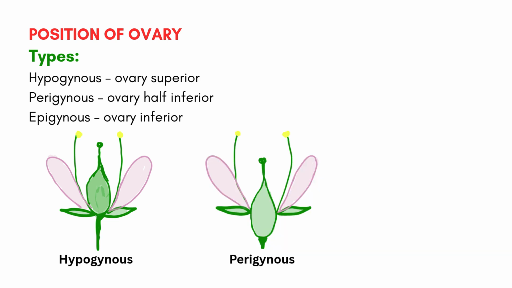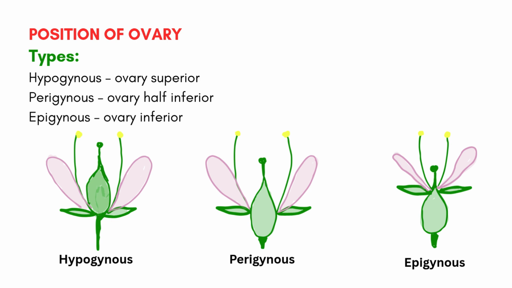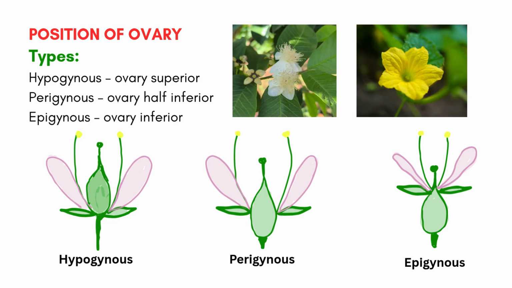If the gynoecium is situated in the center and other parts of the flower are located on the rim of the thalamus almost at the same level, it is called perigynous. The ovary here is said to be half inferior. Example: plum, rose, peach. In epigynous flowers, the margin of the thalamus grows upward, enclosing the ovary completely and getting fused with it. The other parts of the flower arise above the ovary. Hence, the ovary is said to be inferior, as in flowers of guava and cucumber.